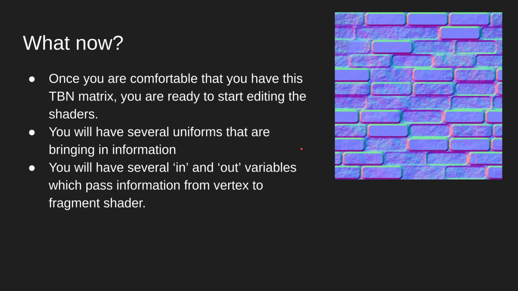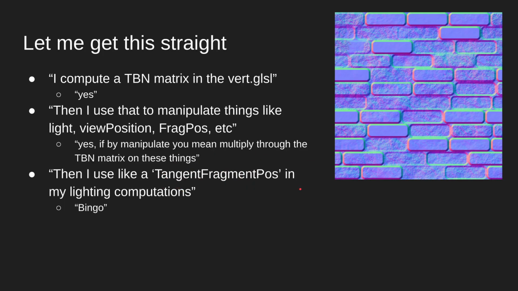Okay, so this means you're going to need several uniforms to bring in this information, and then you're going to be passing some of this information from your vertex shader into your fragment shader. Okay, so you're going to be taking in some information of where your normals are and then passing them out to your fragment shader. Okay, so just a few FAQ things.